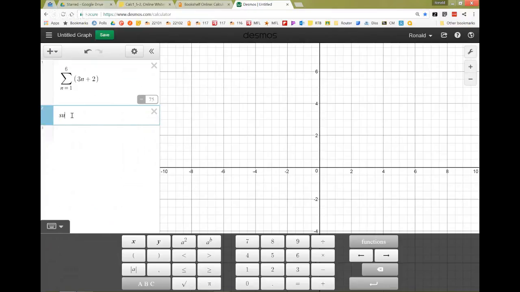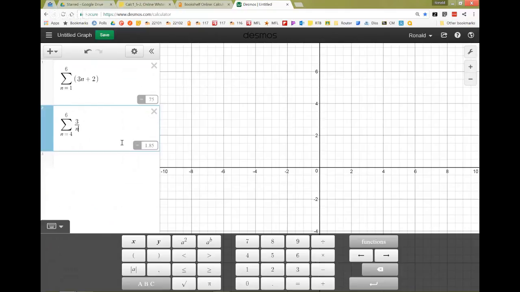Sum, and we have from 4 to 6. And this time we want to do what? In our case, it's 3 over j, but in this case, it's 3 over n. Yep, 1.85.